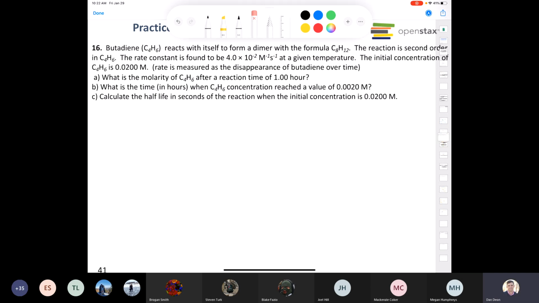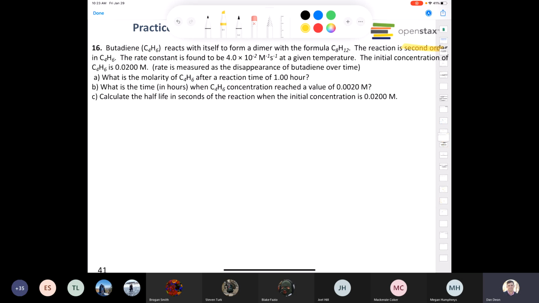All right, it says butadiene, C4H6, reacts with itself to form a dimer with the formula C8H12. The reaction is second order, so that's information they've given us right away. That means you would use a second order integrated rate law, or the half-life for a second order integrated rate law if you need it, and so on and so forth.